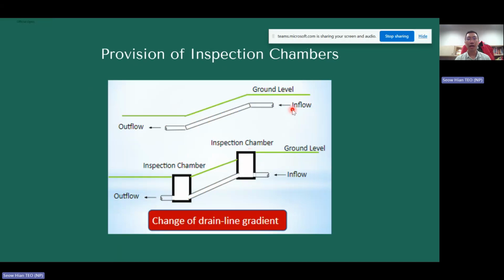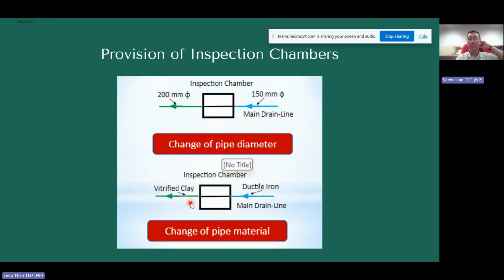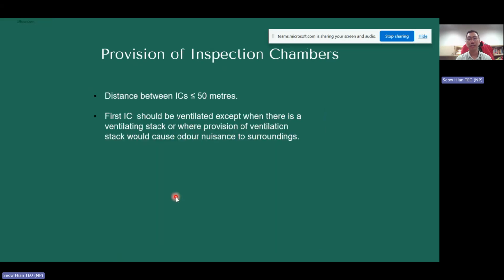From ground to overflow, there could be an inspection chamber in between, but that needs to have some gradient, right? An inspection chamber could also be on the main drain line, at the discharge, or at a change of diameter. Sometimes a change of materials also has an inspection chamber, right? The distance between ICs is about 50 meters. ICs should be ventilated, so there should be a ventilation pipe.